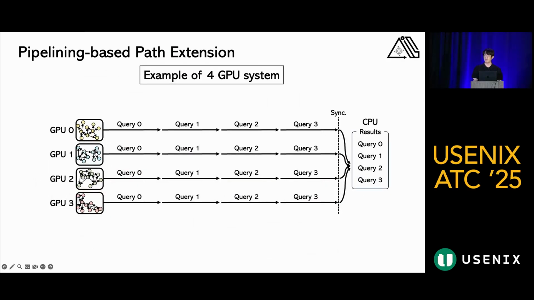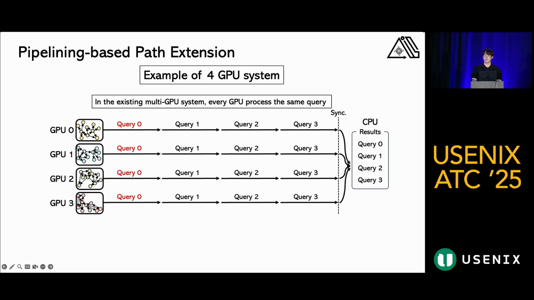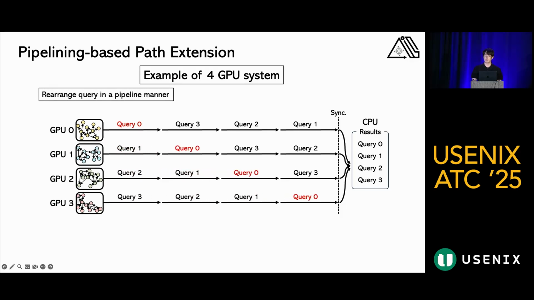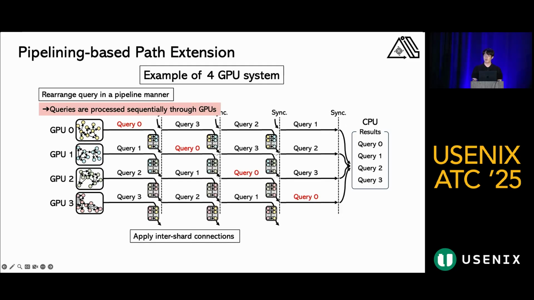Now, let me explain how pipeline-based path extension is applied to an example of a 4-GPU system. In the existing multi-GPU system, every GPU processes the same query. However, in pipeline-based path extension, we rearrange the queries in a pipeline manner. This allows a query to be processed sequentially through the GPUs. For example, query 0 is sequentially processed by GPU 0, 1, 2, and 3 before finally reaching the CPU for merging. During this sequential process, we apply inter-shard map to pass the local result produced from a previous GPU to the next GPU.